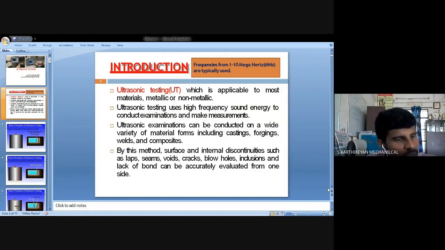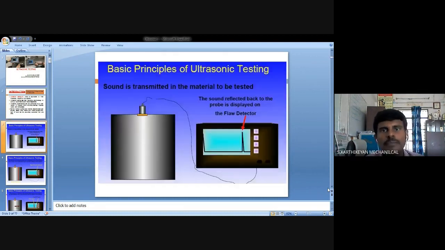The internal discontinuities, such as laps and seams, are found internally, but they cannot be examined with the naked eye. So we propagate sound waves into the material. With the help of the frequency of those sound waves, we can exactly identify where the defect is and how it is propagated into the material. I'm talking about the length and breadth of the defect. So we have to find out the material defects.